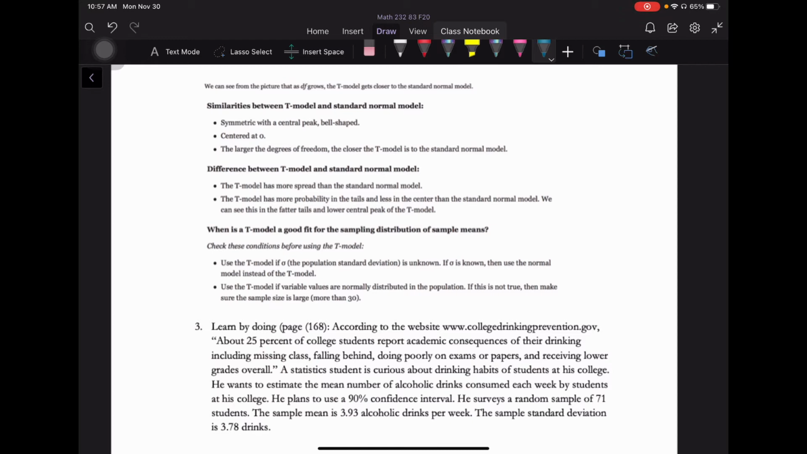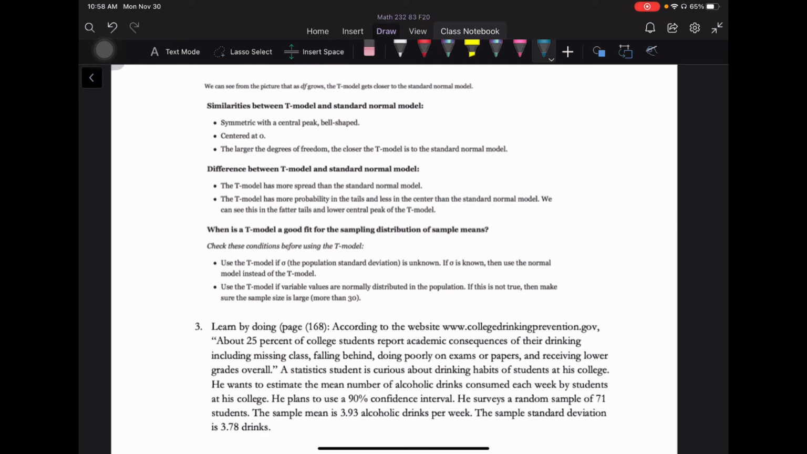But the larger the degrees of freedom, the closer the t-model is to the standard normal model, which is why we check that condition for n greater than or equal to 30. That's kind of our sweet spot of when we can really use normal calculations. The difference is the t-model has more spread, fatter tails, and has more probability in the tails, less in the center.